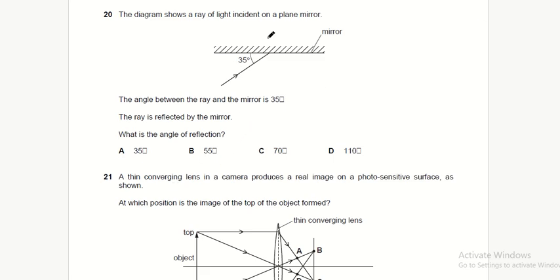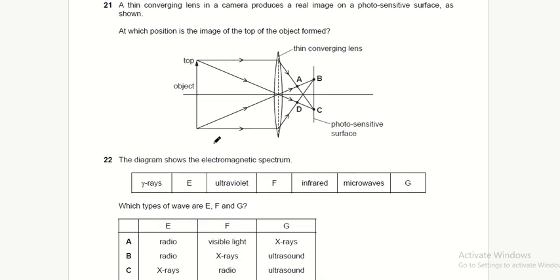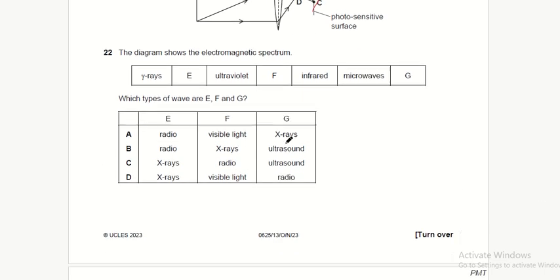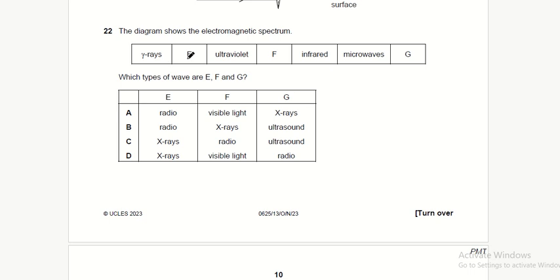Angle of reflection is the angle between the normal and the reflected ray. Here is 55, so here is 55. Top of the object, we follow the rays and we find that at C. Gamma ray, X-ray, ultraviolet, visible, infrared, micro, and radio. So it is here.